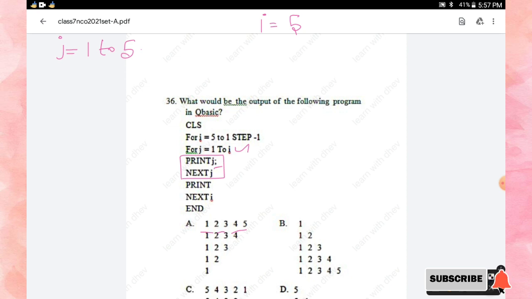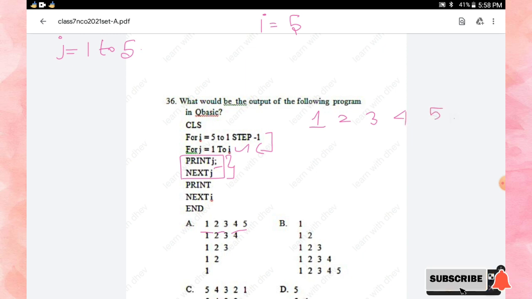First condition for I is equal to 5 to 1, right? So it will move on to the inner loop. This first outer loop condition is true, so it will move on to the inner loop. Here the inner loop condition is true, so this loop J gets iterated for 5 times, and these are the loop statements. This J loop is going to be iterated for 5 times. In this 5 times, these two statements are going to be executed. So the output of first line would be 1, 2, 3, 4, 5.